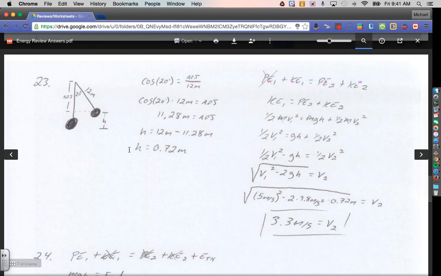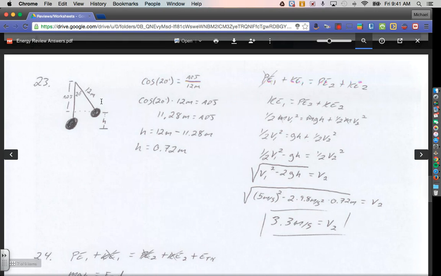23, a wrecking ball swings at the end of a 12-meter cable, and it's on a vertical circular arc. The crane operator manages to give the ball a speed of 5 meters per second as the ball passes through the lowest point of its swing, and then gives the ball no further assistance. What speed does the ball have when the cable makes an angle of 20 degrees with respect to the vertical?